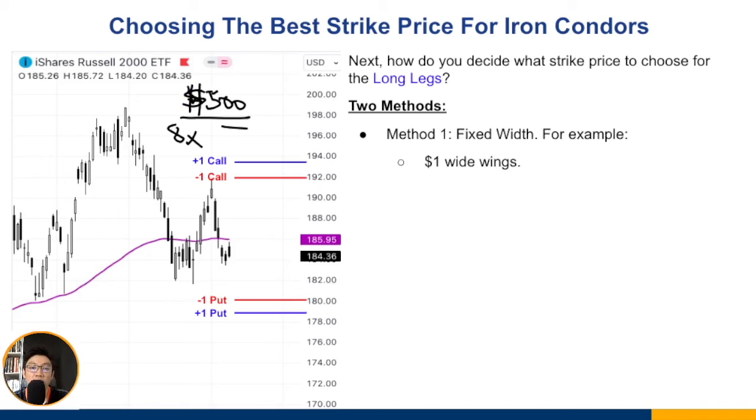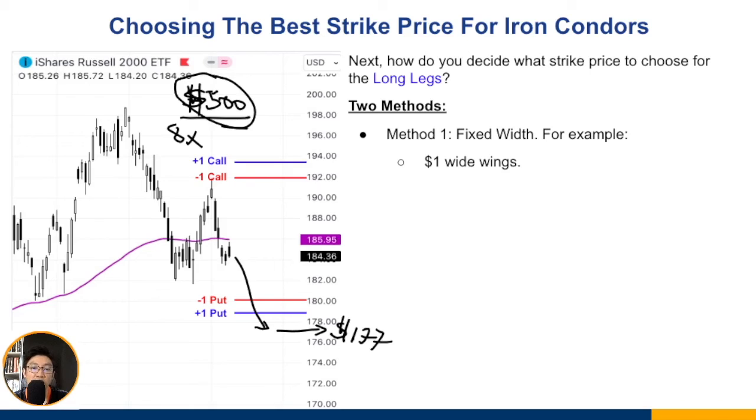Let's say, for example, the market went down, and then at expiration date, all else being equal, both have the same expiration date. Let's say the price settles at $177 at expiration. So in this $1 wide Iron Condor, how much do you lose? Well, you lose the whole $500 amount.